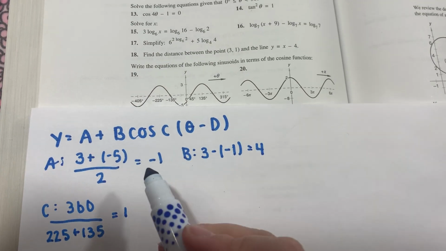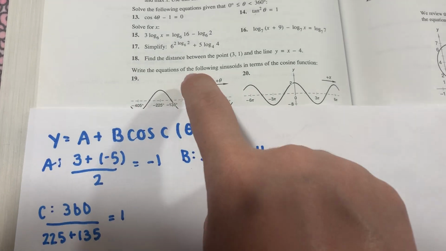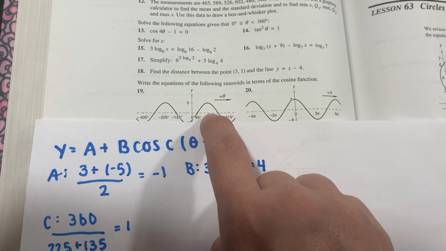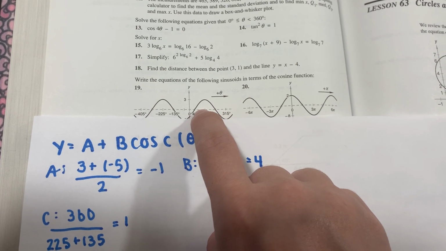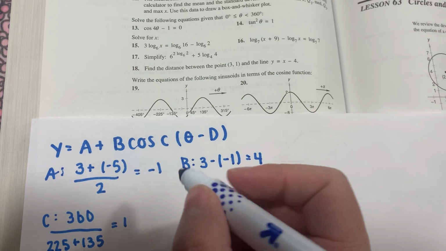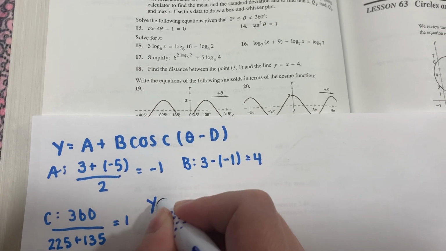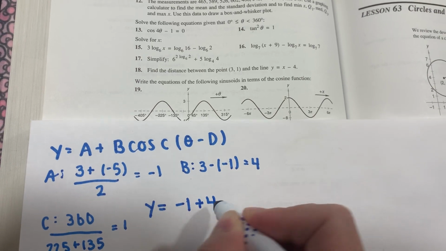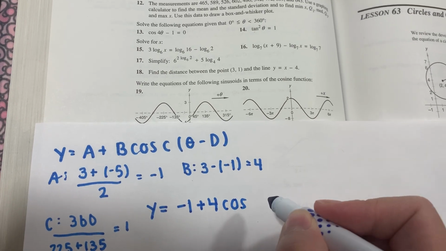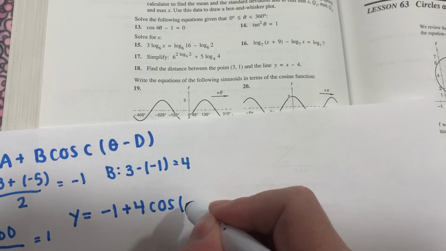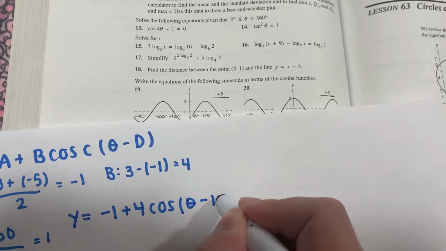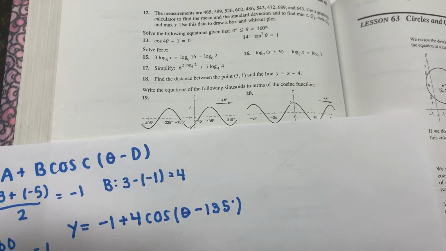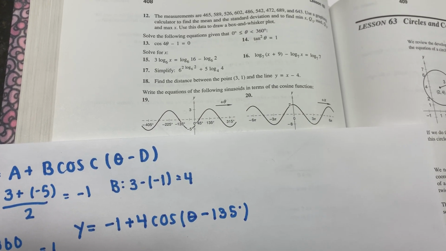Now, if I want to make this a positive cosine function, that means it needs to peak at the origin, but currently it's peaking at 135. So I need to shift this whole cosine function over 135 degrees. So I actually have y is equal to -1 plus 4 cosine of theta minus 135, since C is 1, and my phase shift is 135 degrees so it now peaks at the origin. And that would be your result.